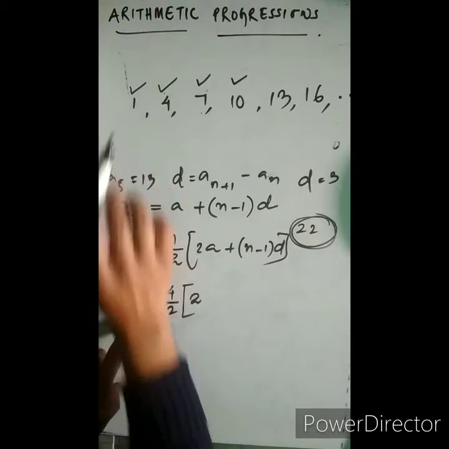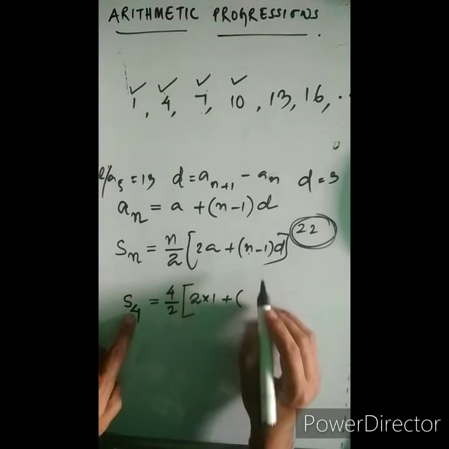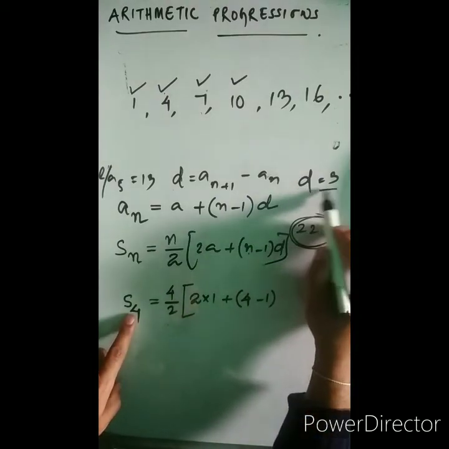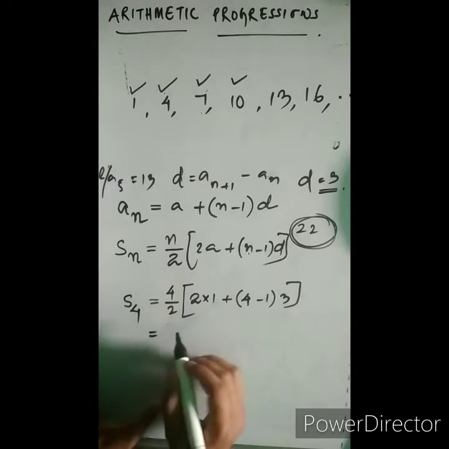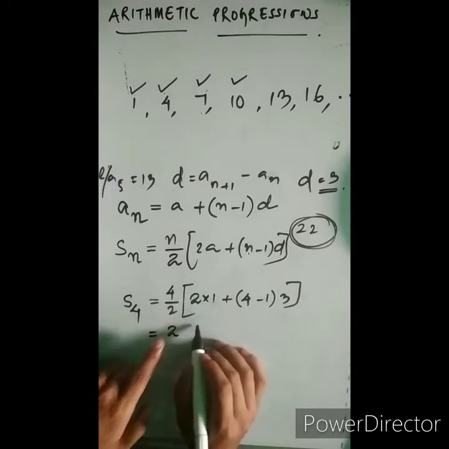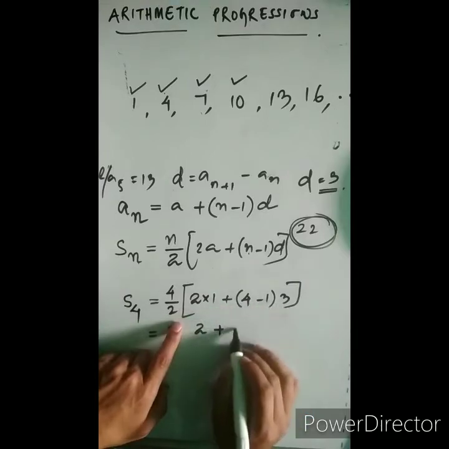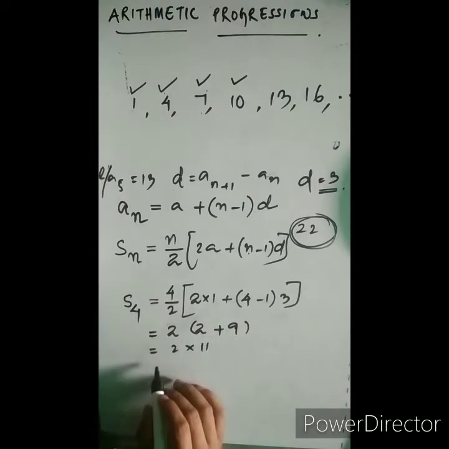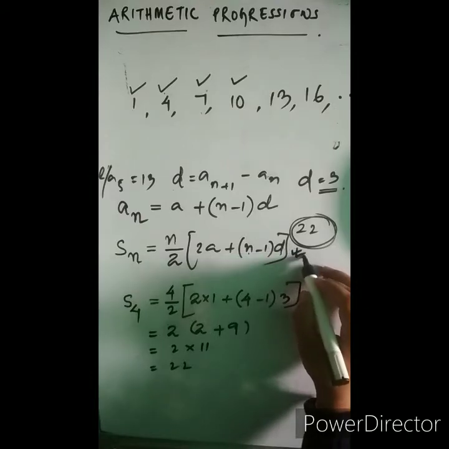What is our a here? 1. 2 into 1 plus, here n we have taken 4, that means here also you will take 4 minus 1. d how much? d is 3. So 4 divided by 2, of course we'll get 2. 2 into 1, 2, plus 4 minus 1, 3, 3 into 3, 9. Then 2 into 2 plus 9, 11. Then we get 22. So I hope you have learned this. So this formula you should never forget.